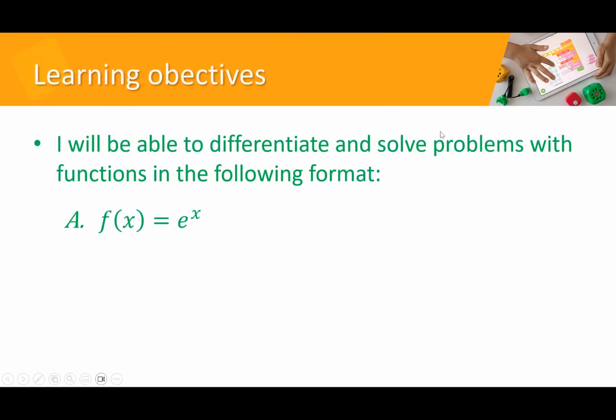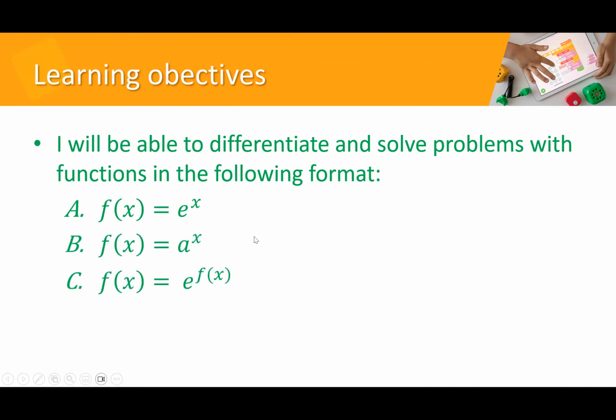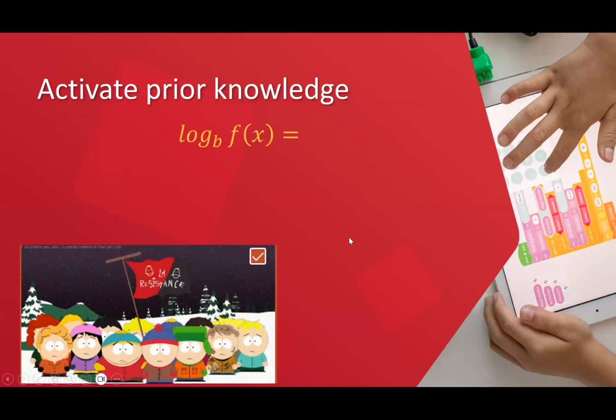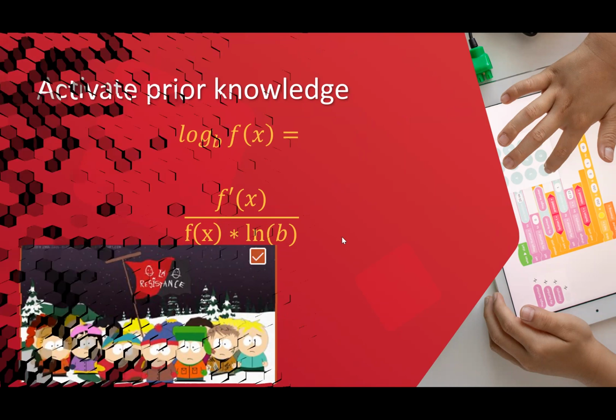All right, by the end of today, you're going to be able to take the derivative of e to the x, which you should be able to do already anyway, a to the x, something new, e to the f of x, something new, and a to the f of x, something new. We're also going to review logarithmic differentiation. So to activate prior knowledge, the derivative of log base b of f of x, we learned this in the last class, is f prime of x over f of x times the natural log of b. We call that dividing by the natural log of b part the adjustment.